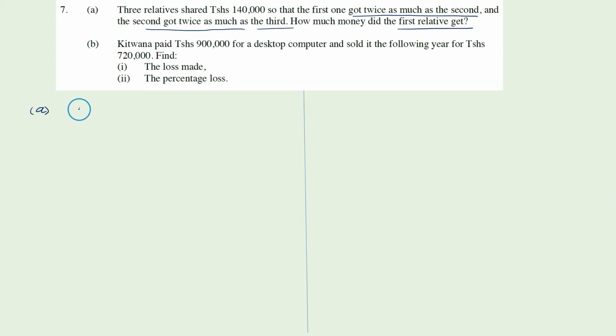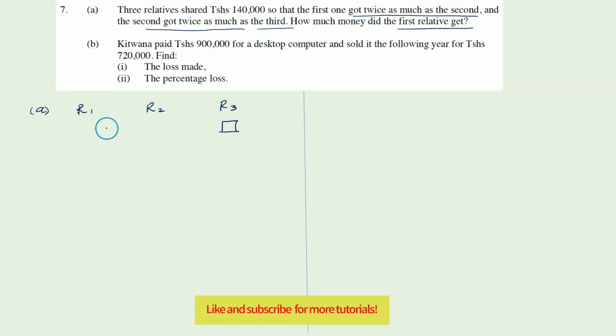So there are three relatives: relative 1, relative 2, and relative 3. We say the third relative will be given the one box, and then we're told here the second got twice as much as the third. So if the third got one box and this relative gets twice as much, these boxes have an equal amount of money, so I'm going to assume they look the same size.